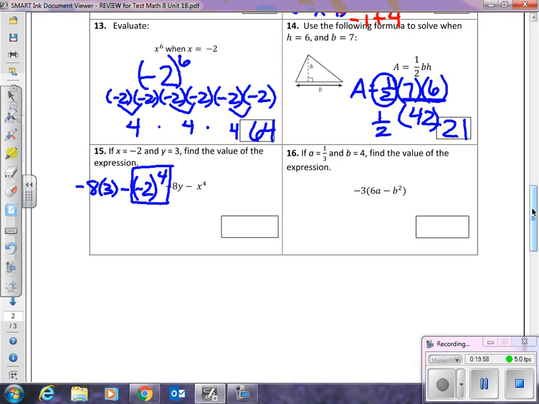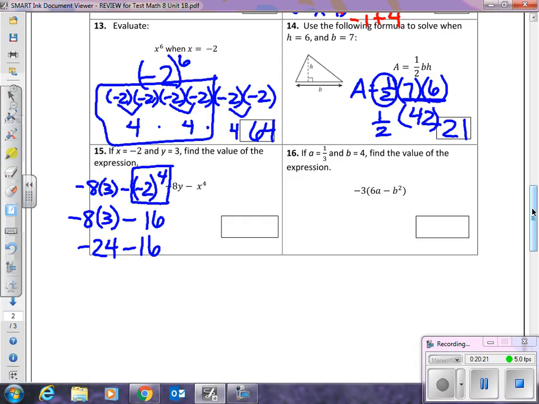-2 to the 4th power is the same as -2 times -2 times -2 times -2. If you look back above, it's this piece right here, right? And we know that 4 times 4 is 16. So we now have -8 times 3 minus 16. Okay, so the exponents are gone. Then you want to do your multiplication next. So -8 times 3 is -24 minus 16 more. Right?